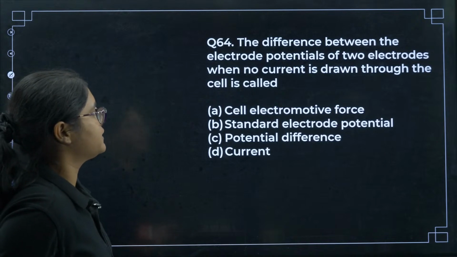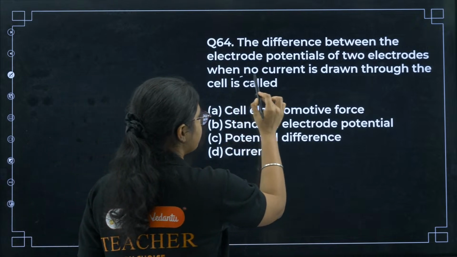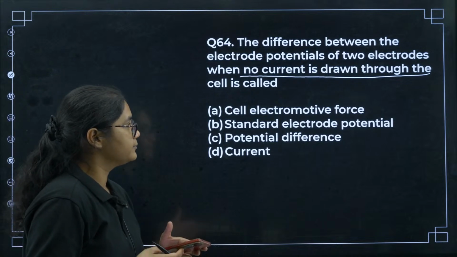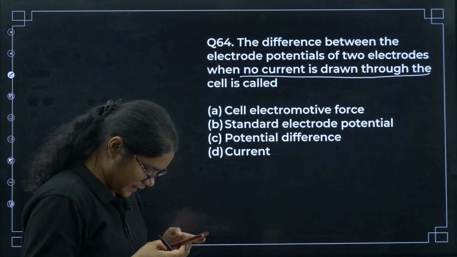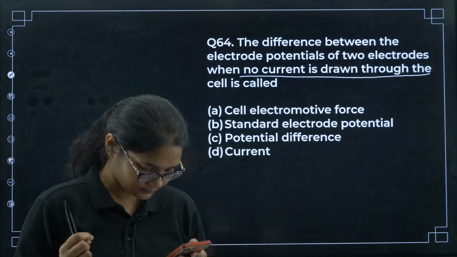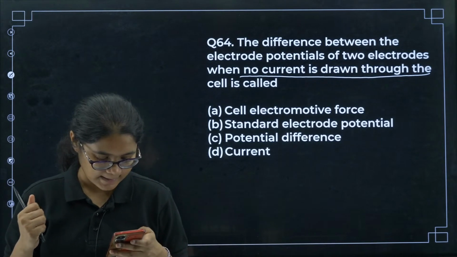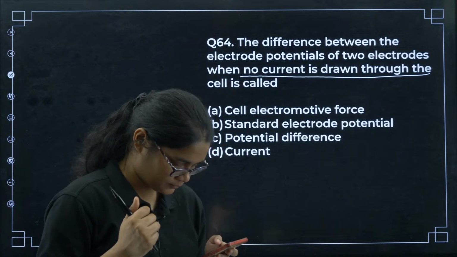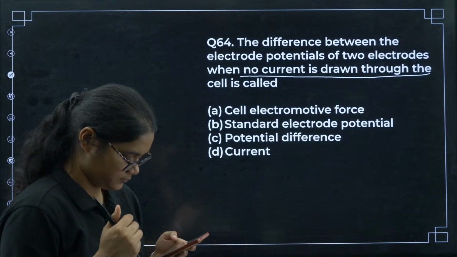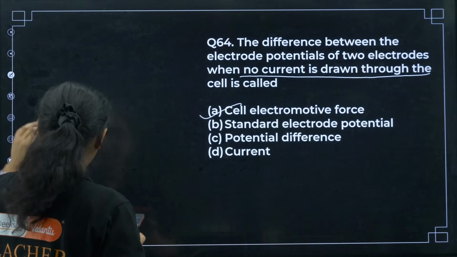Next, the difference between the electrode potentials of two electrodes when no current is drawn through the cell is called what? What is the name given here? When no current is drawn. Yes, cell electromotive force. Very good, Manjeshwar and JK.